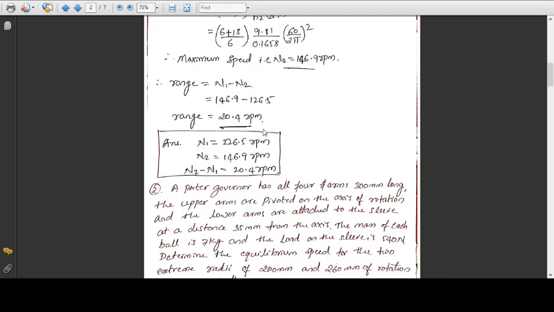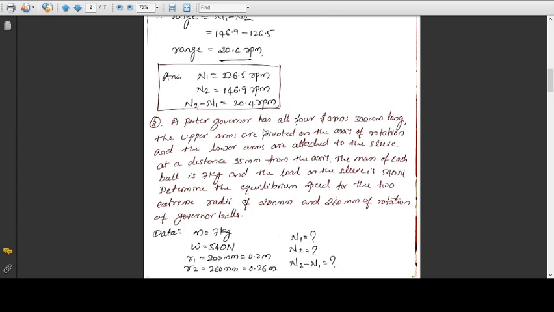After completing the solution or your calculation, always make a habit to write the answer at the end. Whatever things he has asked, try to list out those answers so that it will be very easy for the evaluator to know whether you have got the right answer or not.